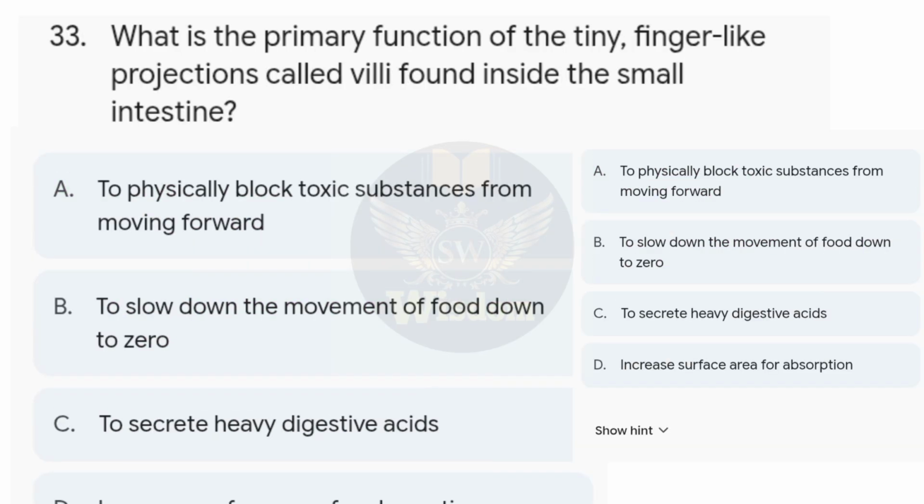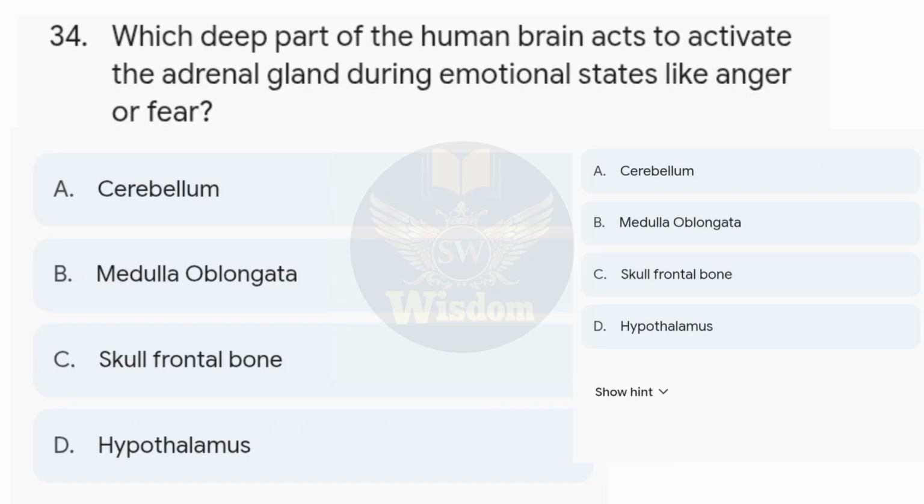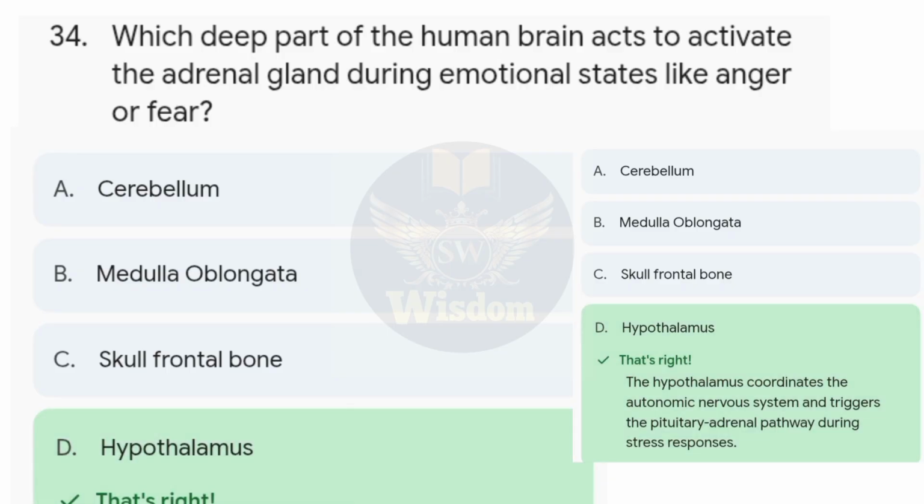Next question. What is the primary function of the tiny finger-like projections called villi found inside the small intestine? The correct answer is option D, increase surface area for absorption. Next question. Which deep part of the human brain acts to activate the adrenal gland during emotional states like anger or fear? The correct answer is option D, hypothalamus.